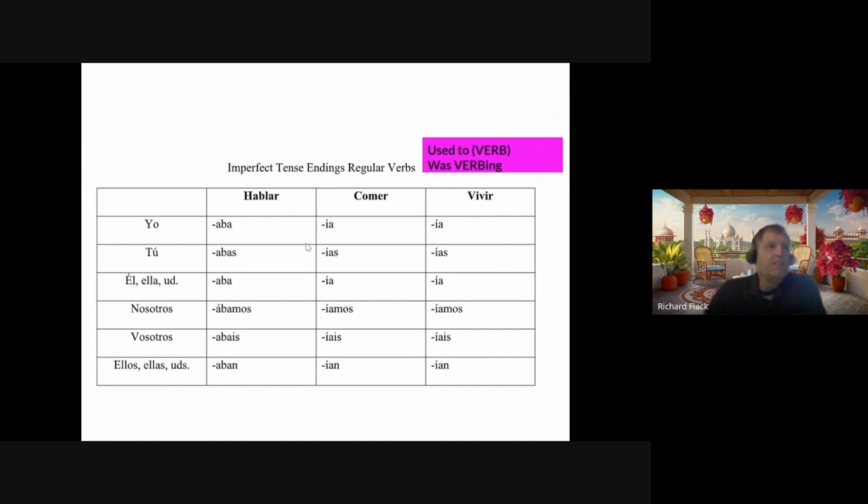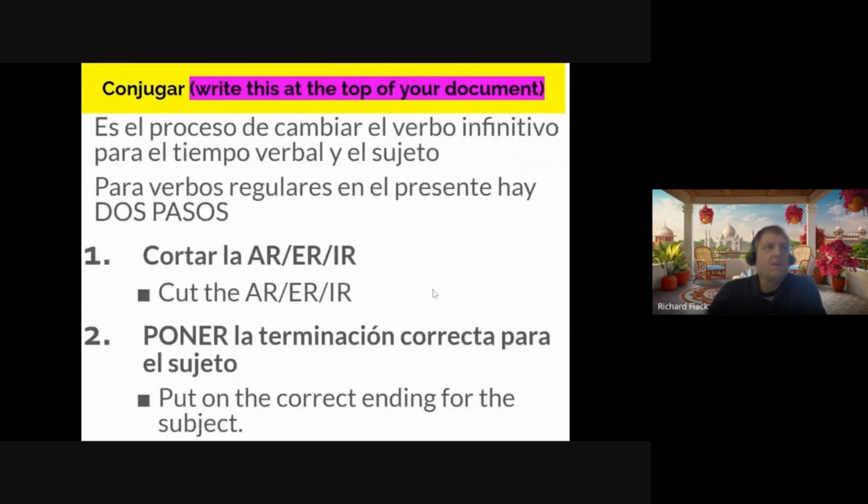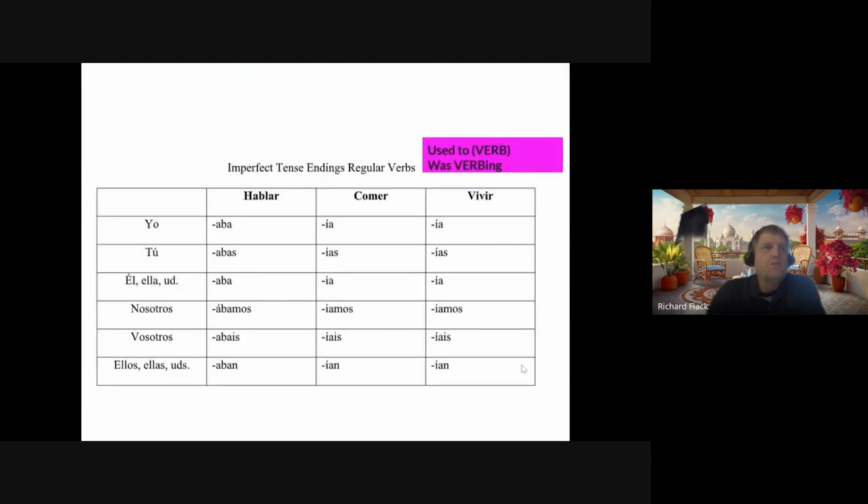The imperfect tense endings, well, let me go to the next slide here. So the process of conjugation is just like most of the verbs that we have done this year. We've got 2 steps. We're going to cut off the AR, ER, IR, and then we're going to put on the correct ending for our subject. So what are our endings for AR verbs? Aba, abas, aba, ábamos, abais, aban. Notice that nosotros has the tilde on the a.